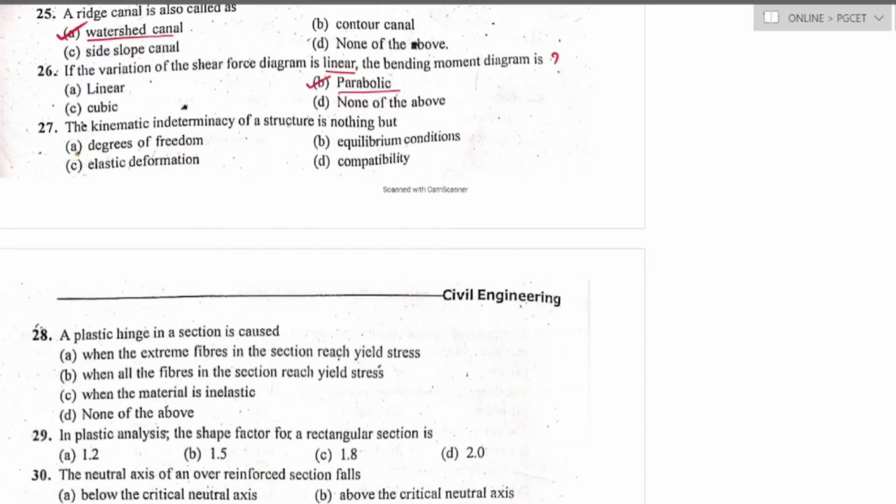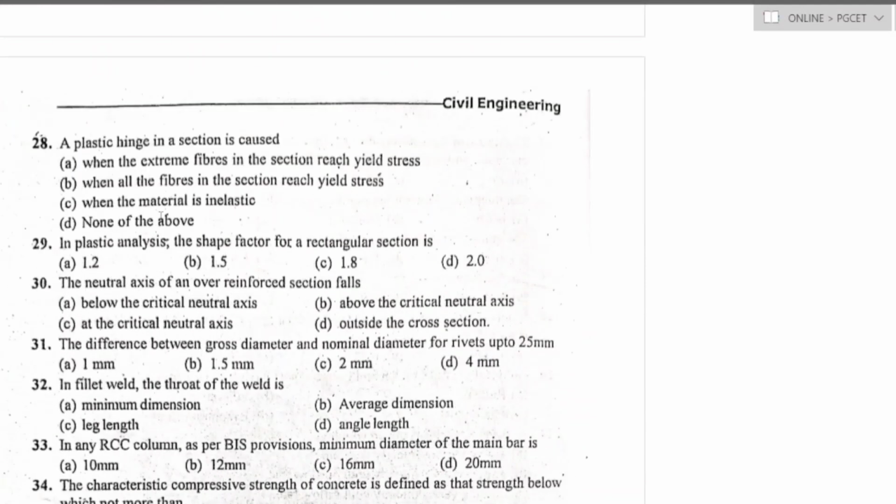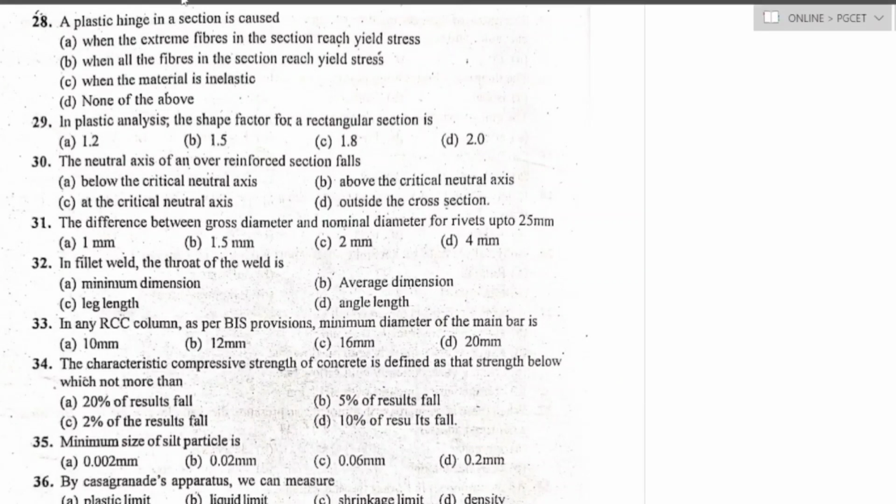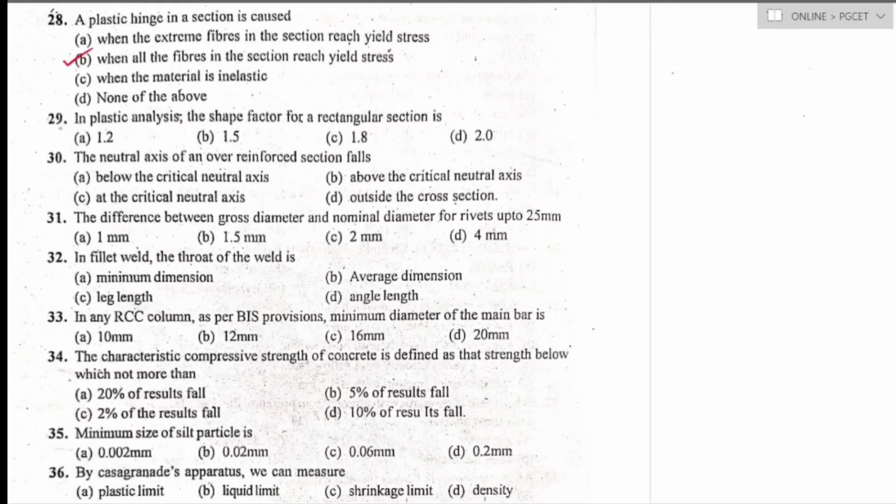Question number 27. The kinematic indeterminacy of a structure is nothing but degrees of freedom. Option A is the right answer. And this degrees of freedom is the number of non-zero joint displacements of the structure. Question number 28. A plastic hinge in a section is caused when all the fibers in the section reach yield stress. So option B is the right answer.